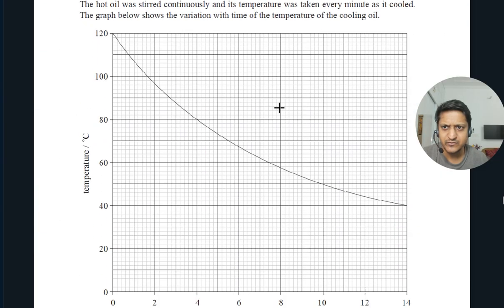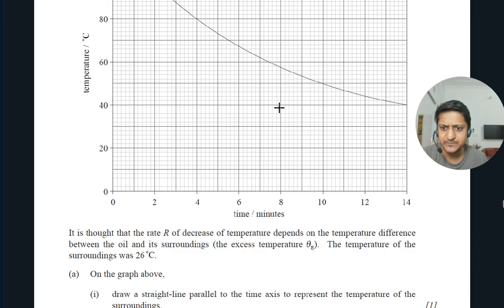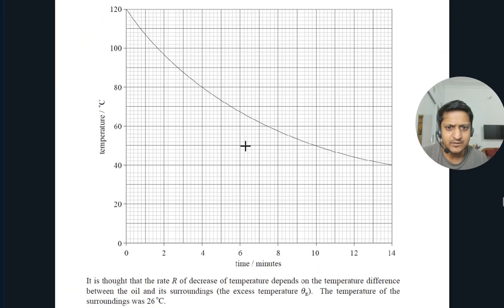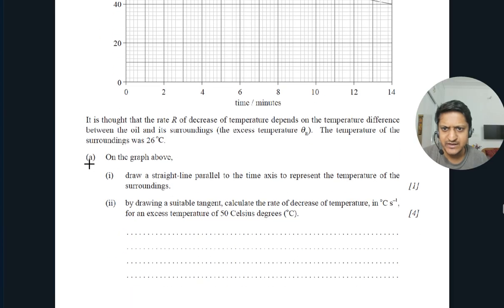So now the question starts here. The question says that the hot oil was stirred continuously and its temperature was taken every minute as it cooled. The graph below shows the variation with time of the temperature of the cooling oil. So this is the graph between temperature and the time. It is thought that the rate R of decrease of temperature depends on the temperature difference between the oil and its surroundings. The excess temperature, that is theta E, the temperature of surrounding was 26.